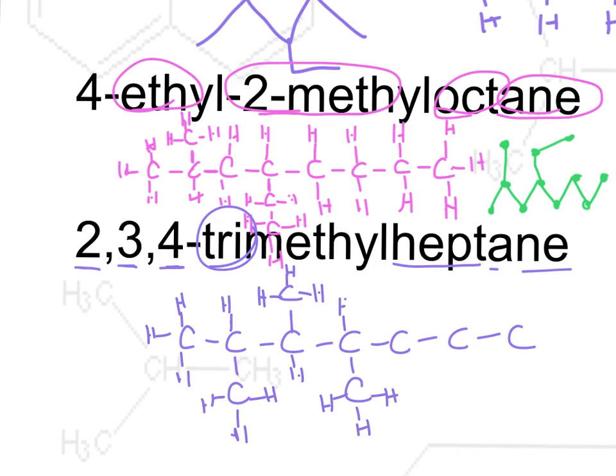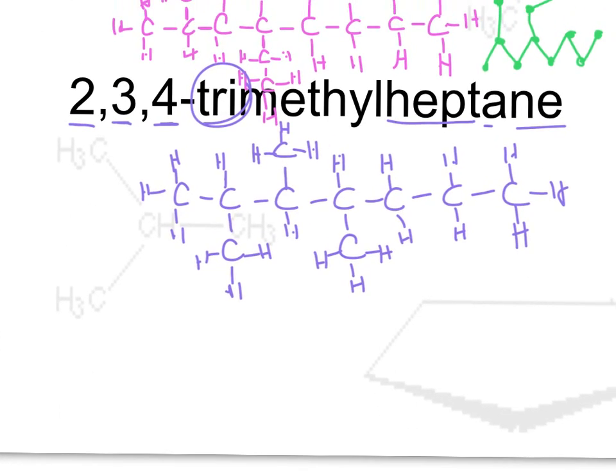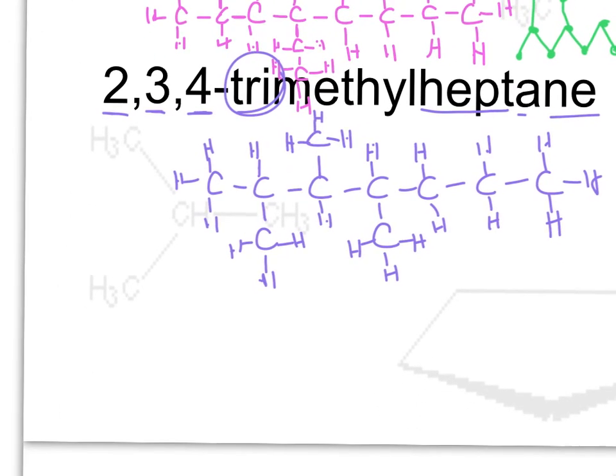Hopefully yours looks a little bit neater. It's kind of hard to write with my stylus here. And there it is. If I want to draw the stick structure instead, here's what I would do. Heptane looks like this. There's my 7. Carbon number 2, there's a methyl group. Carbon number 3, there's a methyl group. Carbon number 4, methyl group. And that's it.